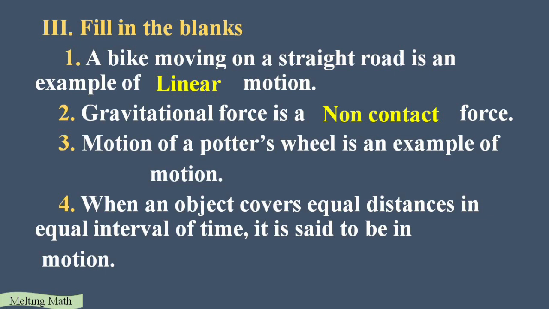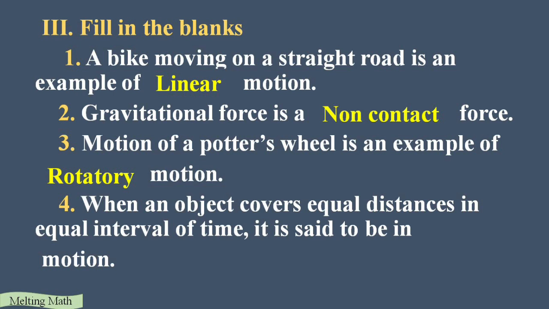Next, third one, motion of a potter's wheel is an example of dash motion. Here the potter's wheel is what some people in villages use to make pots, rotating the wheel. That rotation of the wheel will shape the pot, so we can count it. So that's in a rotation manner. It's not a periodic motion. They are asking here for a dash motion only. It's a rotatory motion. Okay, the potter's wheel is a rotatory motion. So the third question's answer is rotatory motion.